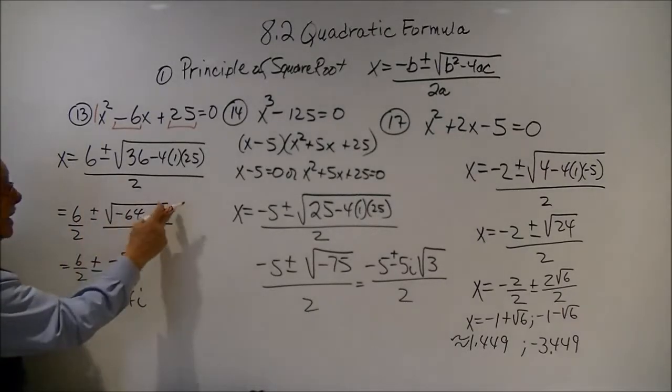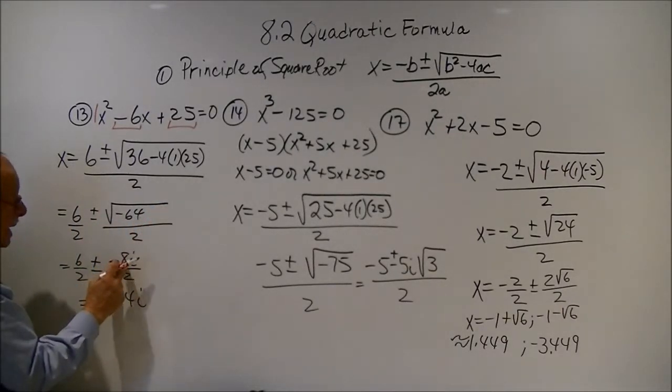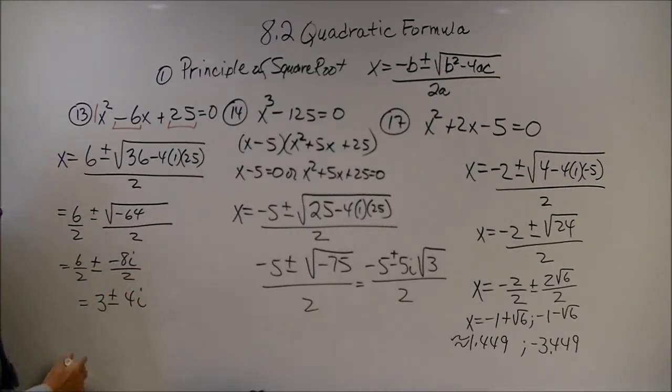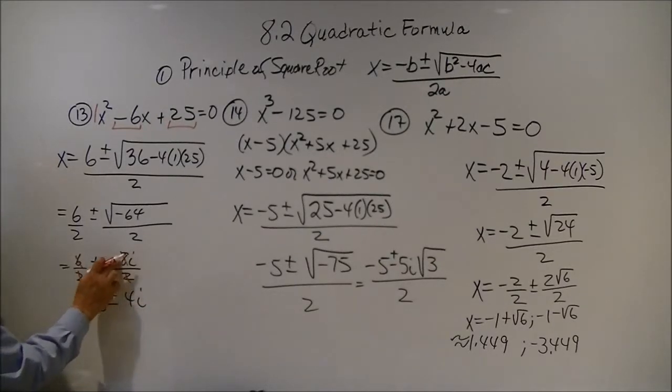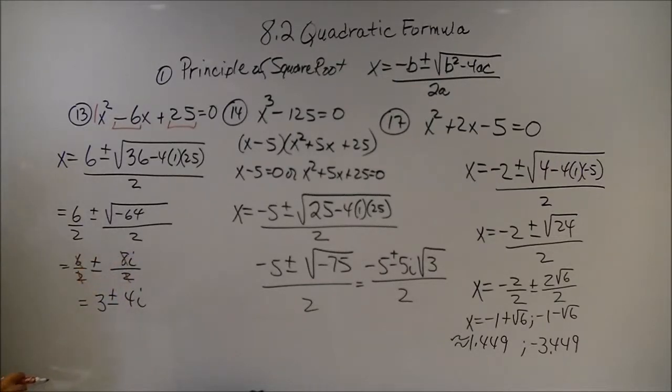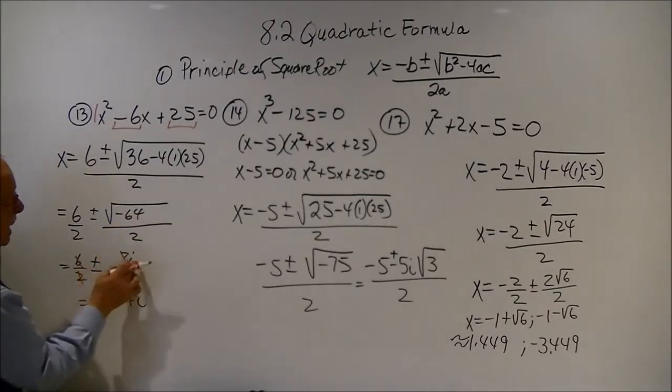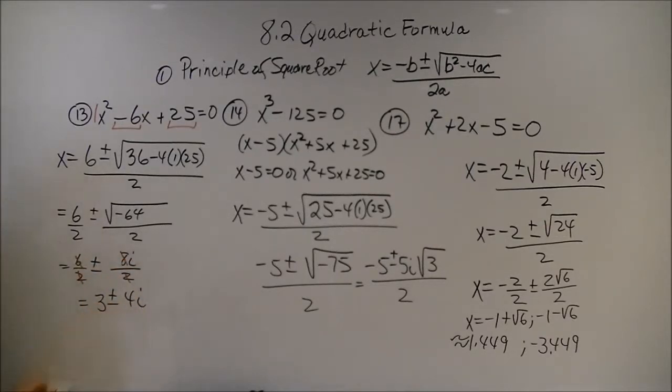Now the square root of a negative 64 is 8i, and I divided that by 2. So this cancels out and gives me a 3. Plus or minus, this cancels out and it gives me a 4i. Oh, there's no negative there. Would have been a bonus point if you caught me on that. All right. So the negative is part of the 8i. Okay, so there's the answer.